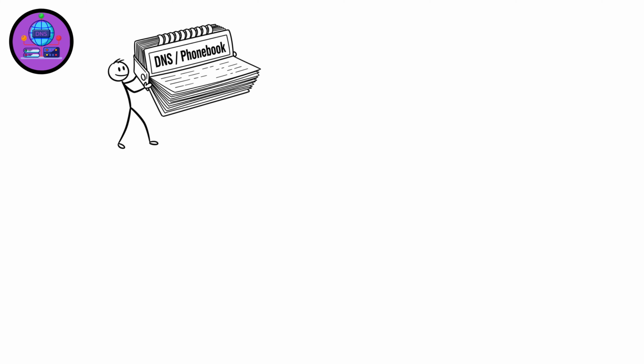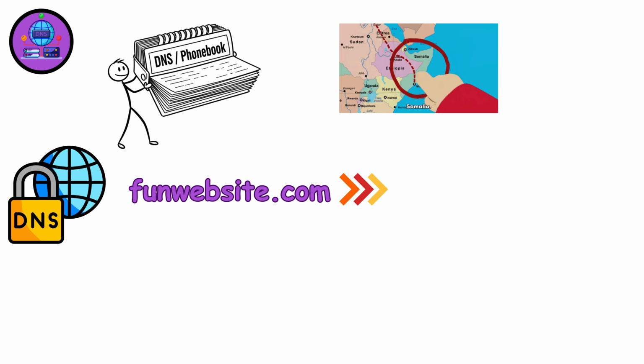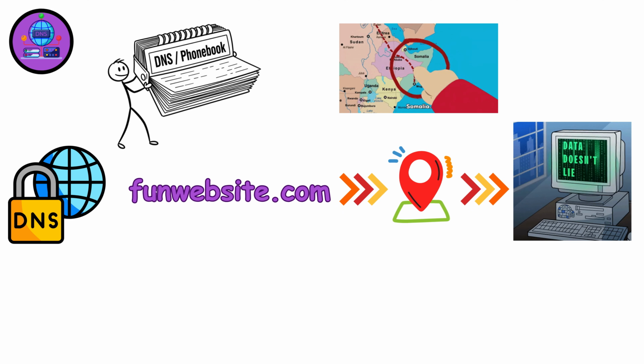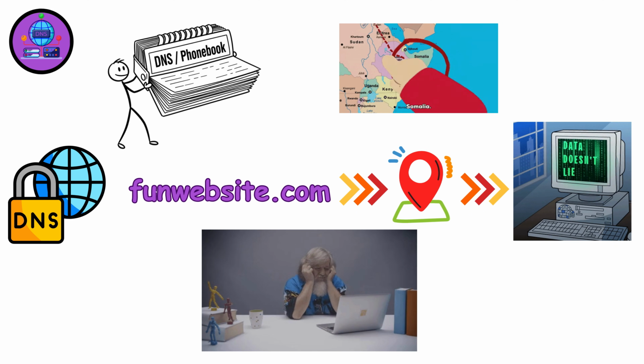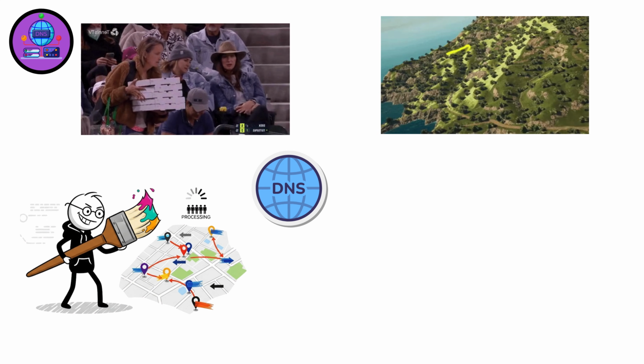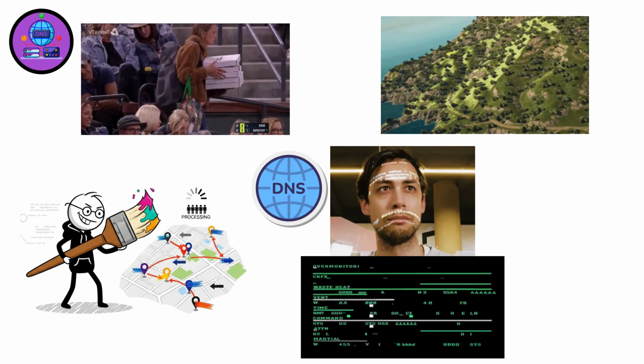DNS, the internet's phone book, and the secret map. DNS is the internet's phone book. It translates funwebsite.com to an IP address so your computer knows where to go. Sounds boring, right? Until hackers mess with it. Imagine ordering pizza and the GPS reroutes you to a sketchy warehouse. That's DNS spoofing or cache poisoning. Hackers can even use DNS as a secret channel to move messages without being noticed.